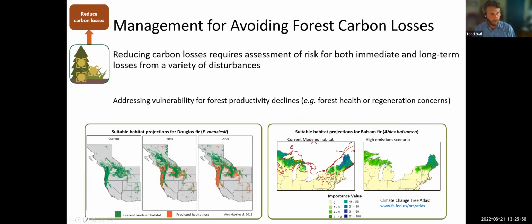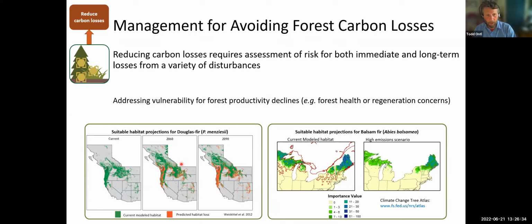Now, I mentioned also that the other side of this equation is managing to avoid forest carbon losses. And this is important to really think about how we assess risk in our systems, both in the short term, but it's also important to be thinking long-term, many decades out into the future, and what kind of risk climate change and other stressors, other disturbance factors, represent for carbon loss.